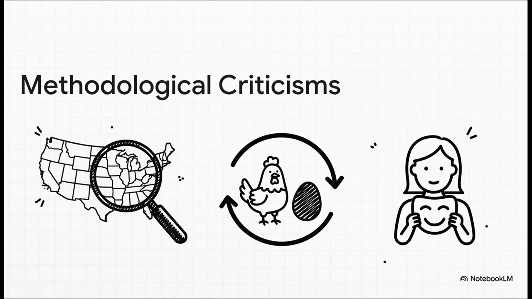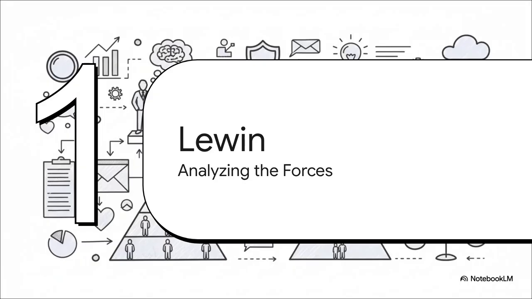Plus, there's this classic chicken and egg problem. Does being a participative System 4 company cause you to be successful? Or is it that successful companies can just afford to be more open and participative? It's a tough question.